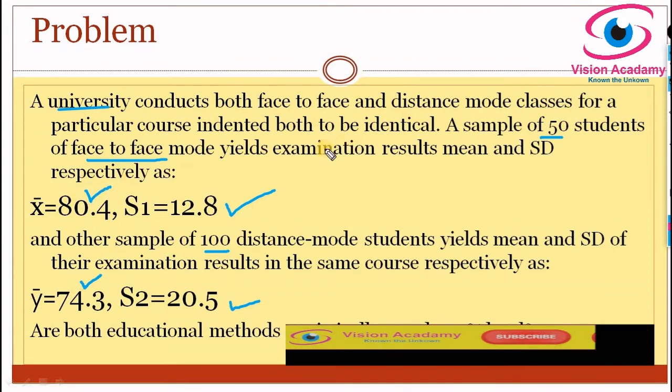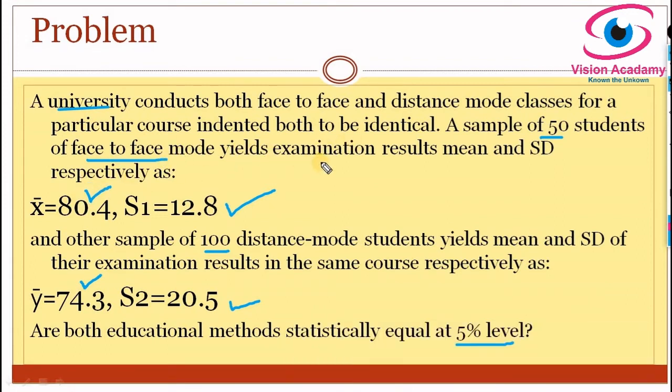We have details regarding the face-to-face mode and the distance mode of examination, the respective sample means and standard deviations. Now we want to test whether both educational methods are statistically equal at 5% level of significance. We can test this using a hypothesis. For this, let us make a step-by-step approach.